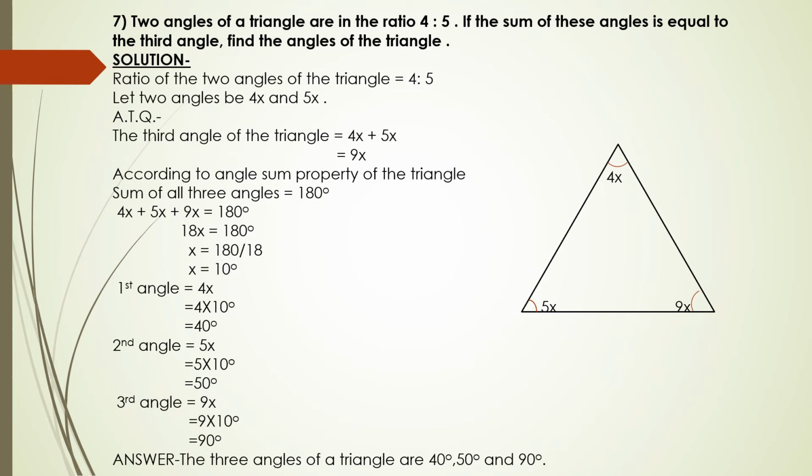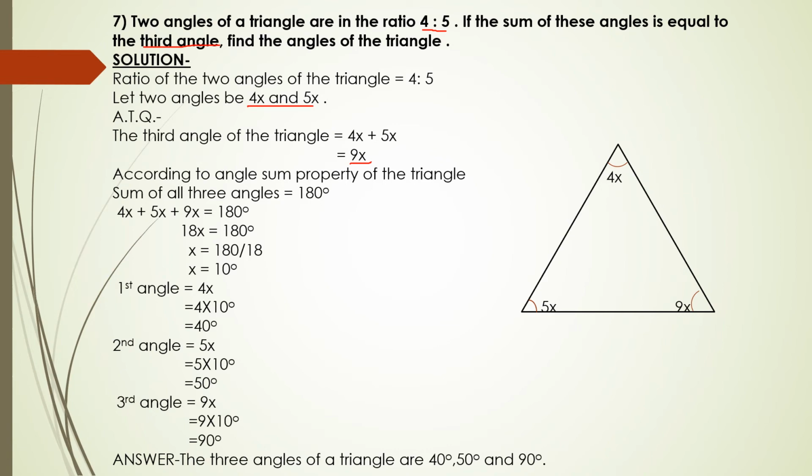Children, the next question. Two angles of a triangle are in the ratio 4:5. If the sum of these angles is equal to the third angle, find the angles of the triangle. So coming to solution, ratio of the two angles of the triangle is 4:5. So we can let two angles of the triangle as 4x and 5x. According to question, the third angle is equal to the sum of these two, that means 4x plus 5x is equal to 9x. Now you have all three angles of the triangle with you.